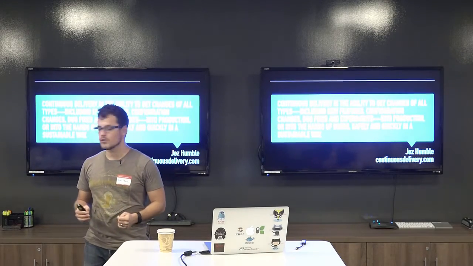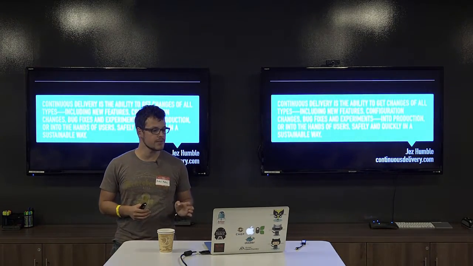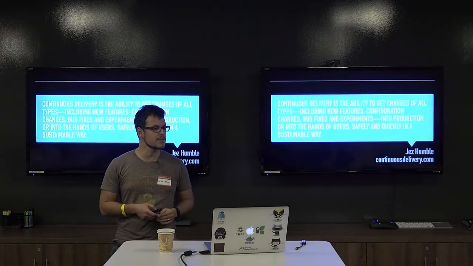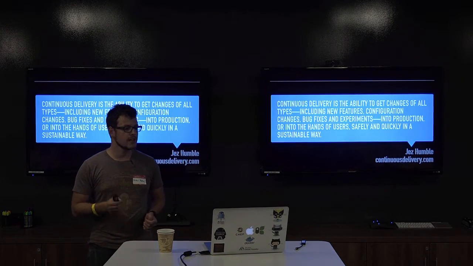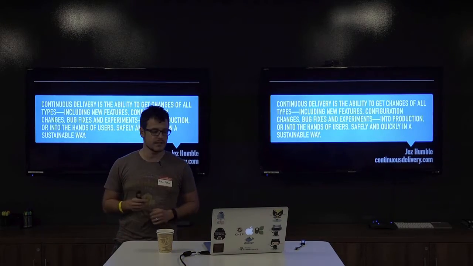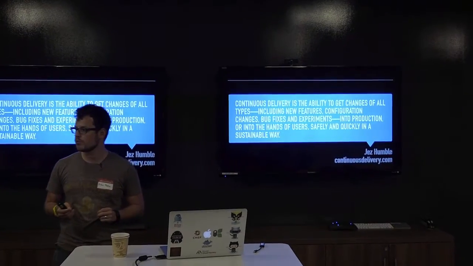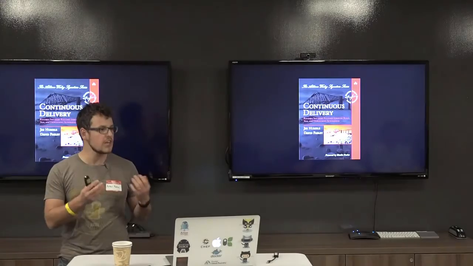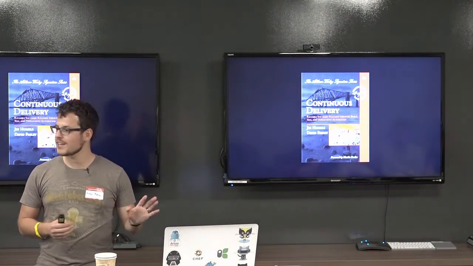Really, the point of continuous delivery is the ability to get changes of all types, including new features, bug fixes, configurations, and experiments into production or into the hands of users as quickly as possible, but in a sustainable way. And this is said by Jez Humble, who knows a thing or two about continuous delivery, because he wrote the book on continuous delivery. It's a fantastic book. It really covers pretty much everything I'm going to talk about.